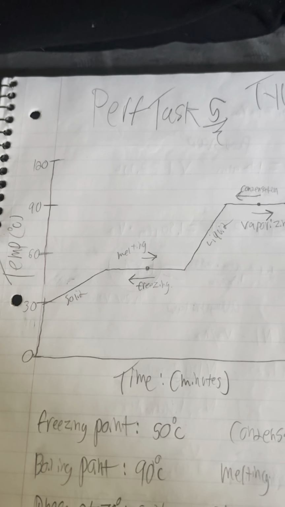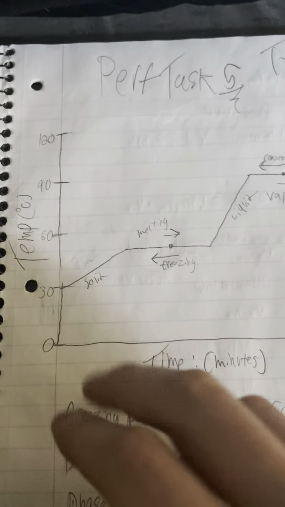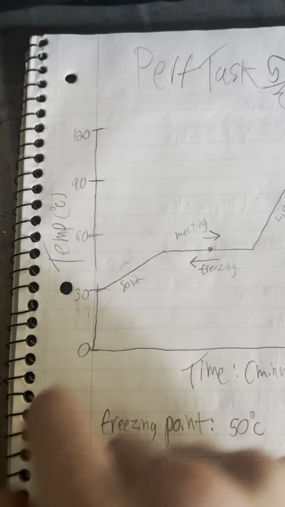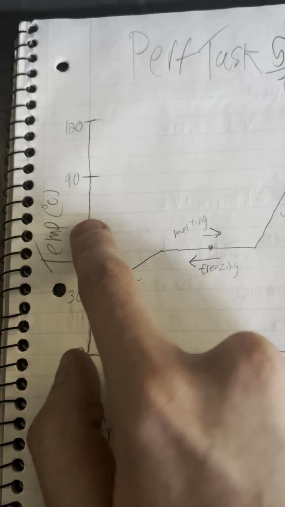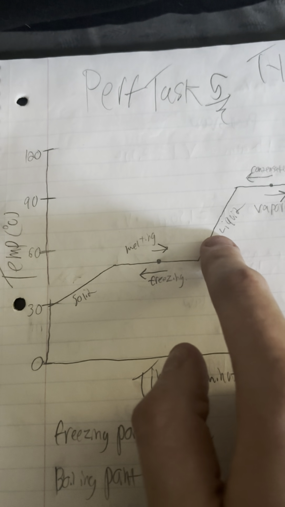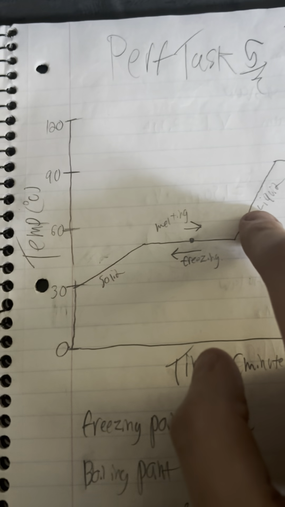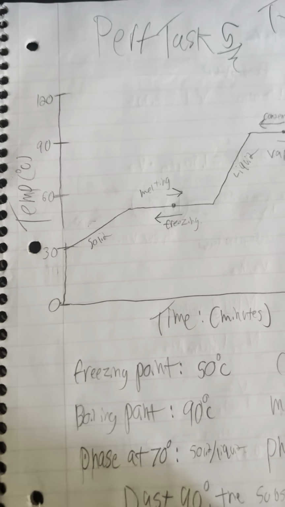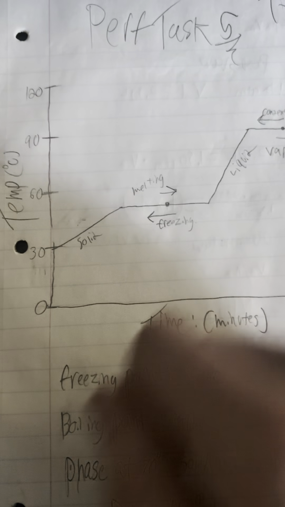The next question is, what phase is the substance at 70 degrees? So I just marked this out like 10, 20, 30, and we're going to go over to 60, 70. Pretend there's 70 degrees here. Move it over. The substance would be a liquid at this point, at 70 degrees. That's the phase it would be: a liquid.